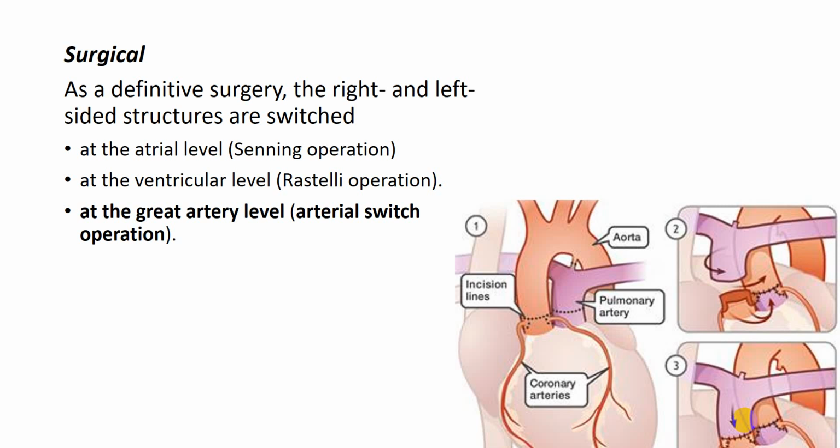Another possible switching is at the atrial level. It is called the atrial switch operation, not arterial. Atrial means the atria, switching of the atria, either the Senning or Mustard operation, and at the level of the ventricle using the Rastelli operation. So the most important procedure of choice in a patient with DTGA is the arterial switch operation.